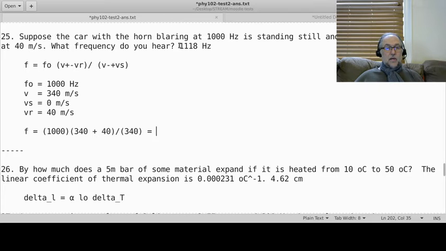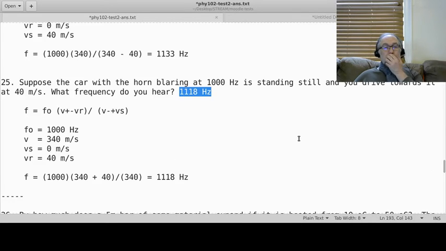And this time it turns out to be 118 hertz. It's funny because if you compare these two numbers, you'll see that it's a big difference. In both cases, the source and the receiver are getting closer at 40 meters per second. But if the source is moving, you get a bigger Doppler effect than if the receiver is moving. Okay, so there you go.